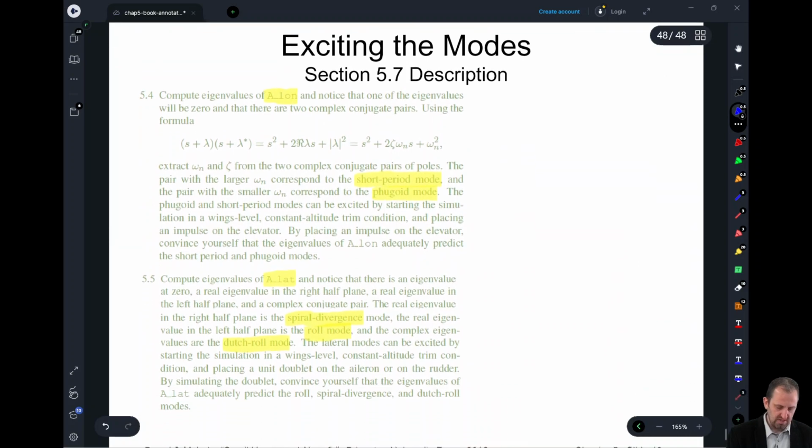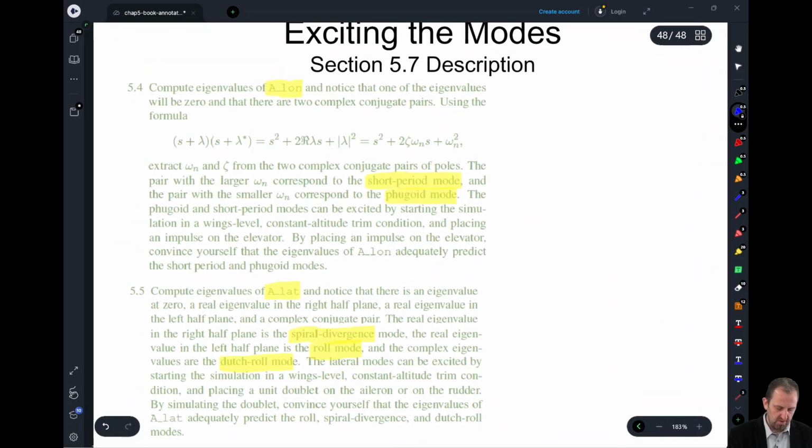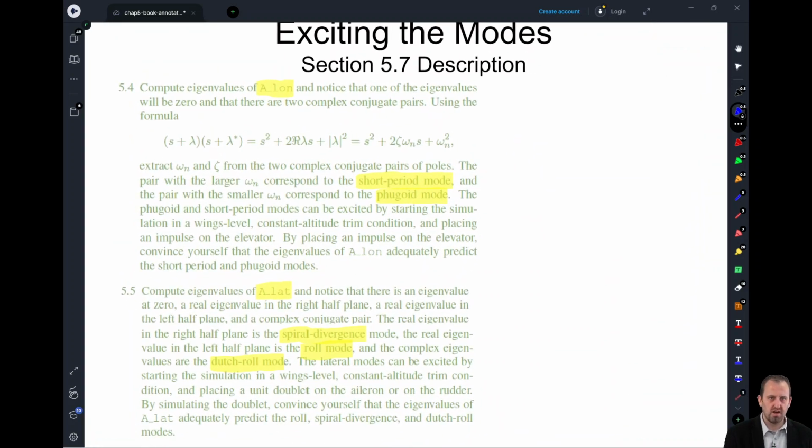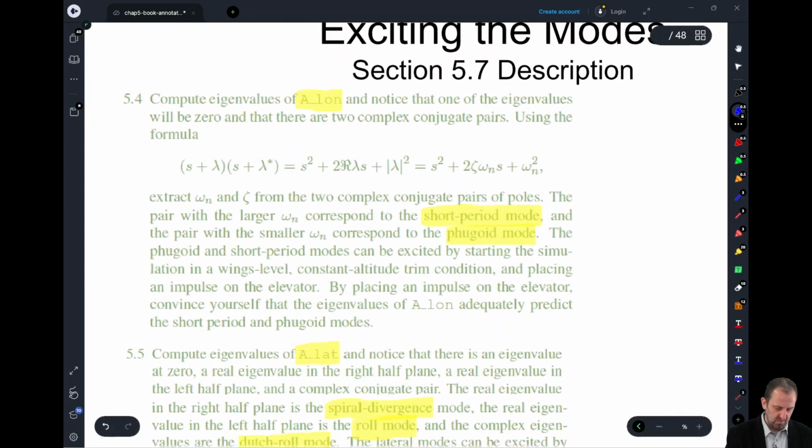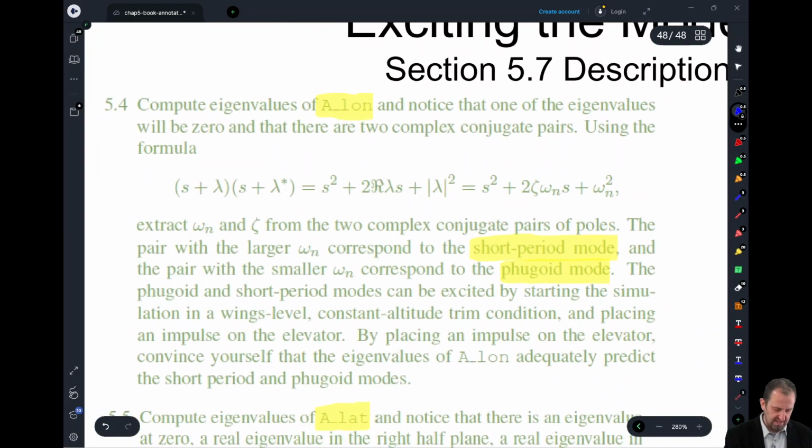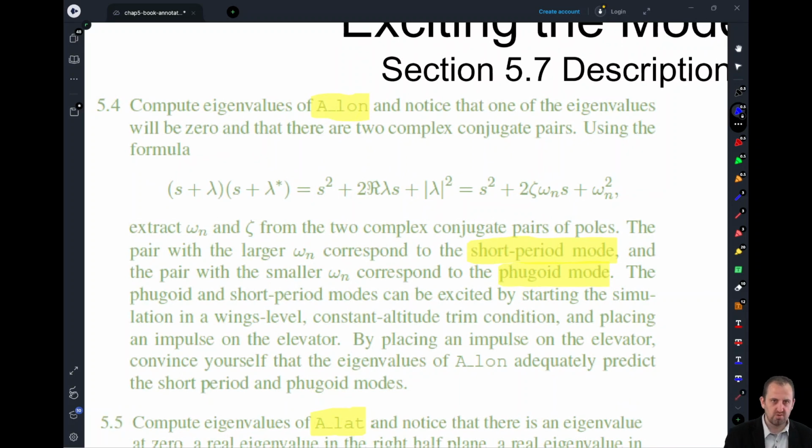So this will help us understand a little bit more of what these modes are. This is taken directly from, I grabbed the section 5.7 description. So we can come in here and look at first our longitudinal dynamics, where again we can see that we're talking about the short period mode and the phugoid mode.